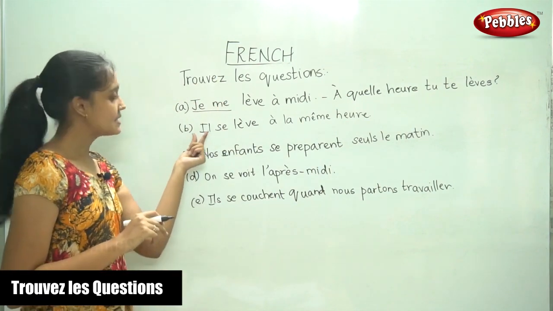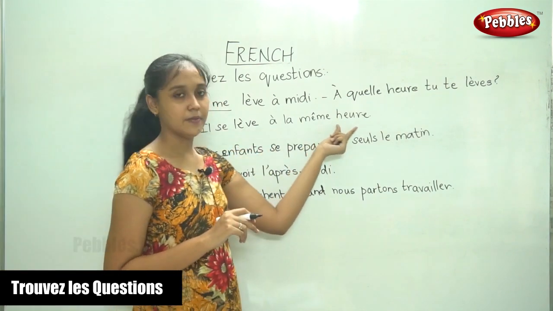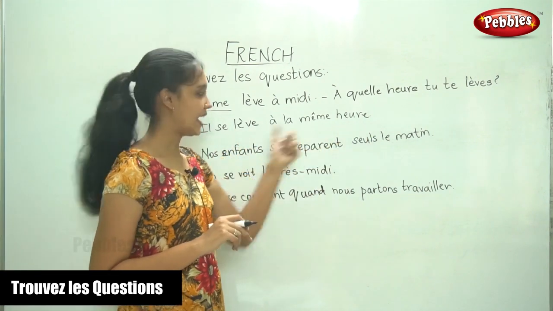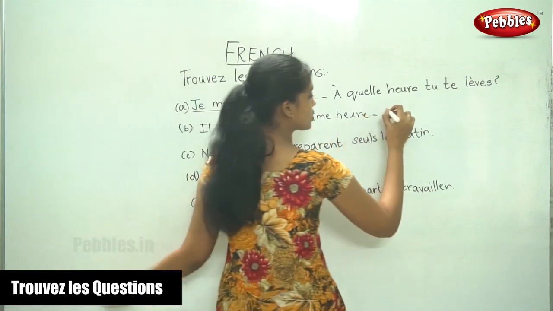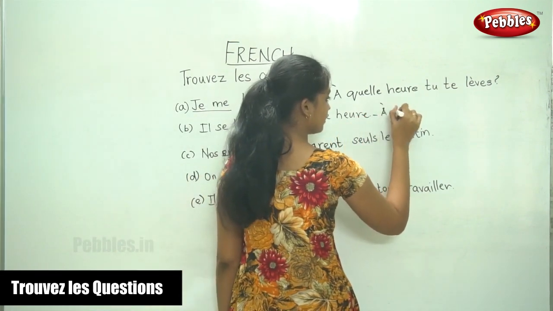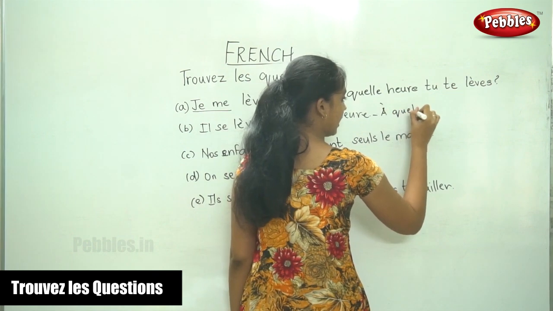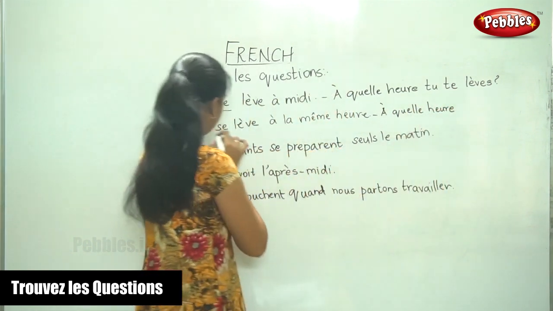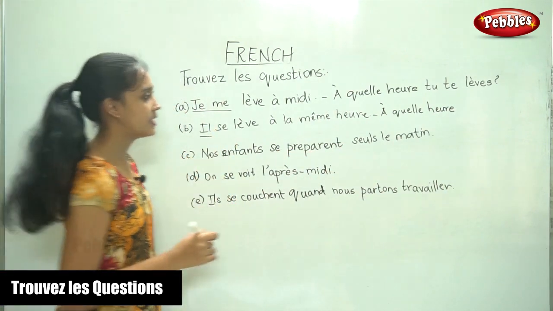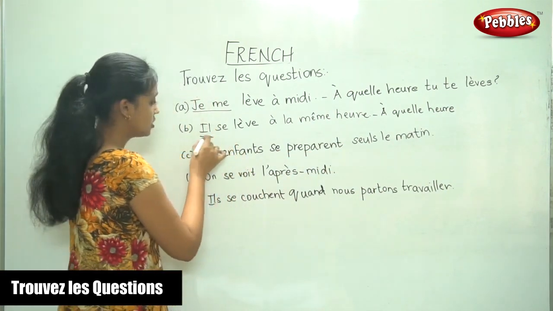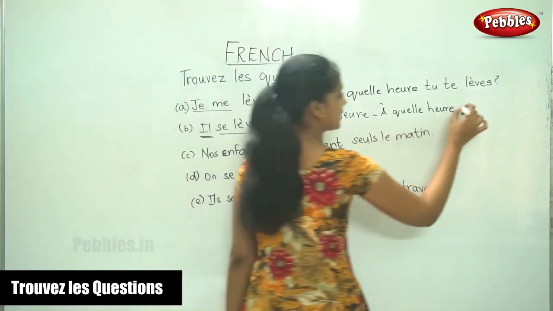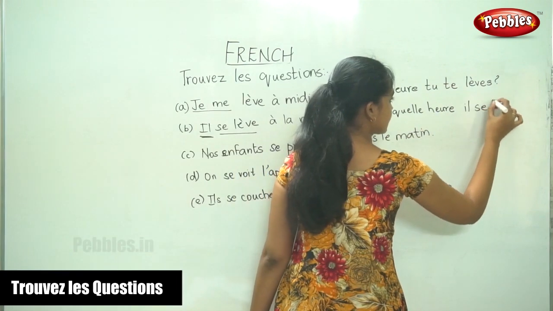The next sentence, il se lève à la même heure. So, il se lève à la même heure. So here also you can ask, à quelle heure? Now, il remains, il se lève. So you can ask, à quelle heure il se lève?